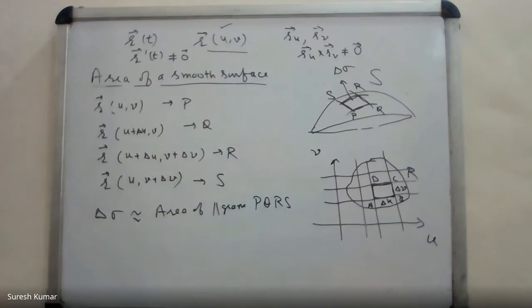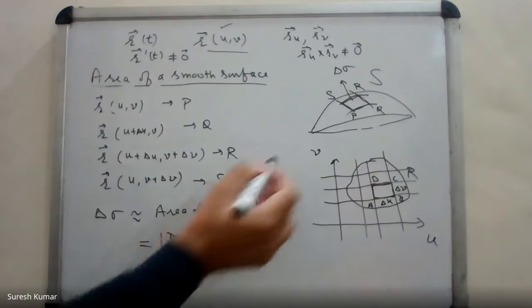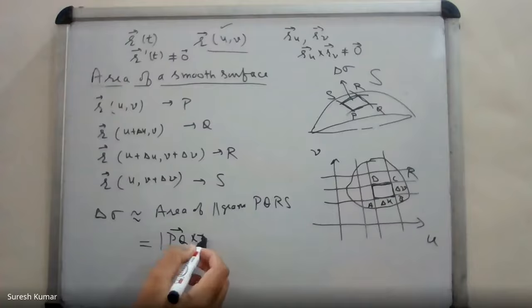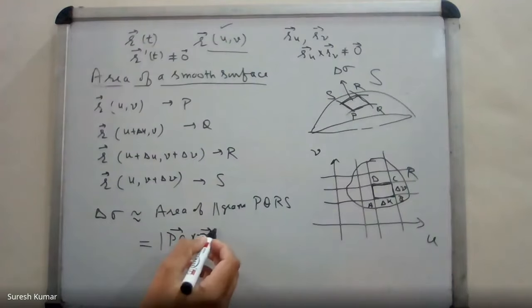So how can we write the area of the parallelogram when we know the position vectors for the vertices of the parallelogram? I think you know this formula. The magnitude of PQ vector cross PS vector gives the area of this parallelogram. Am I right?